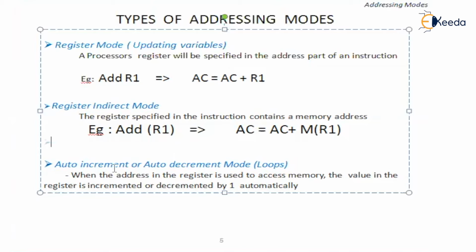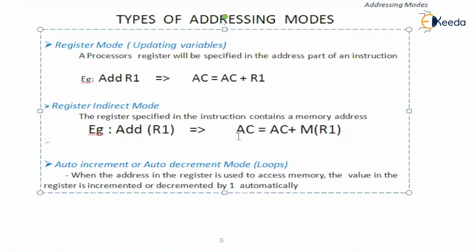Okay. Auto increment or auto decrement mode. Auto increment addressing mode or auto decrement addressing mode are pretty much similar to the register indirect mode. The way the operand is collected is similar to the way it is collected in register indirect addressing mode. That is, the address part of the instruction is going to specify a processor's register. That processor's register contains a memory address. Going to that memory address, we will collect the operand. Finally, as the opcode is addition, we will add it to the accumulator.